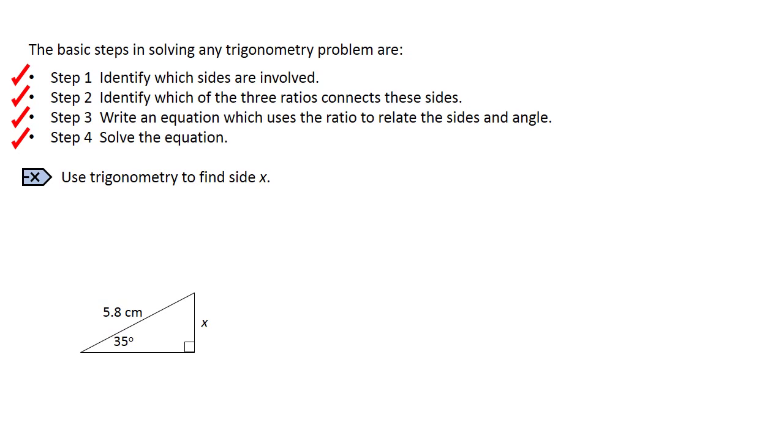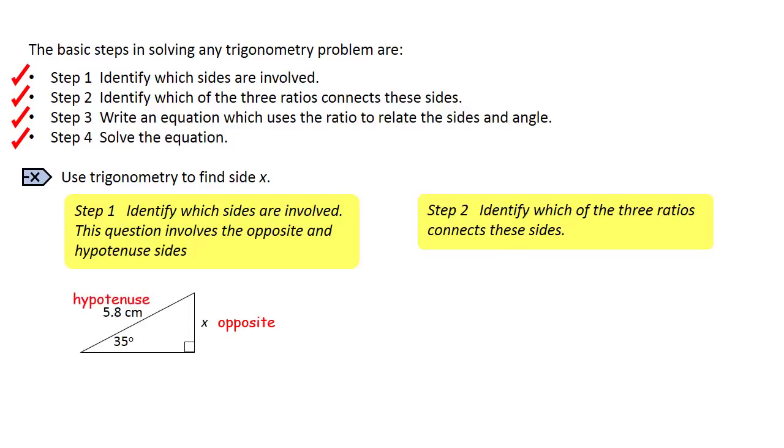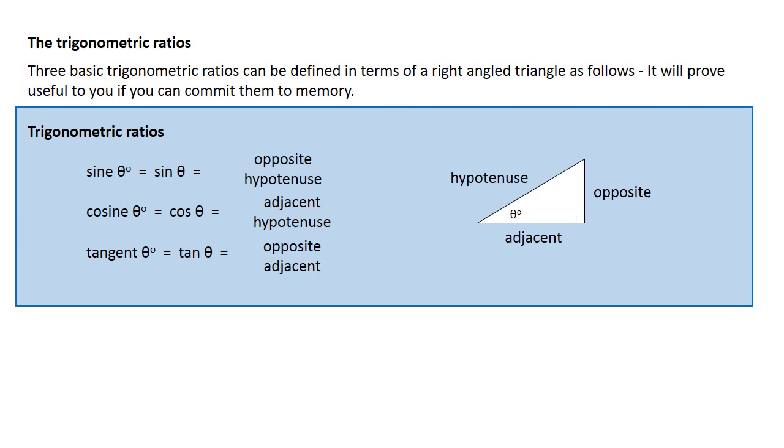Step 1 is to identify which sides are involved. This question involves the opposite and hypotenuse sides. Step 2 is to identify which of the three ratios connects together the sides. Look back in our notes to where we've had the three ratios. We're looking for the one which connects together the opposite and hypotenuse sides. I think you can see that it's the sine ratio. Sine of any angle equals the opposite side over the hypotenuse side.